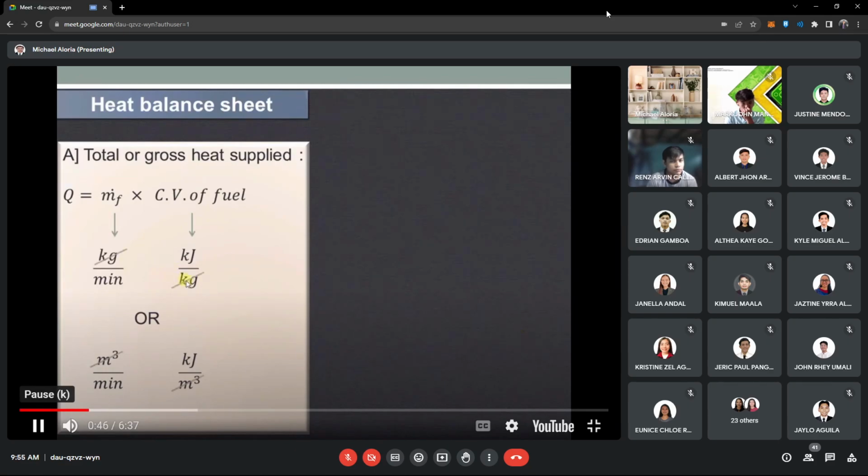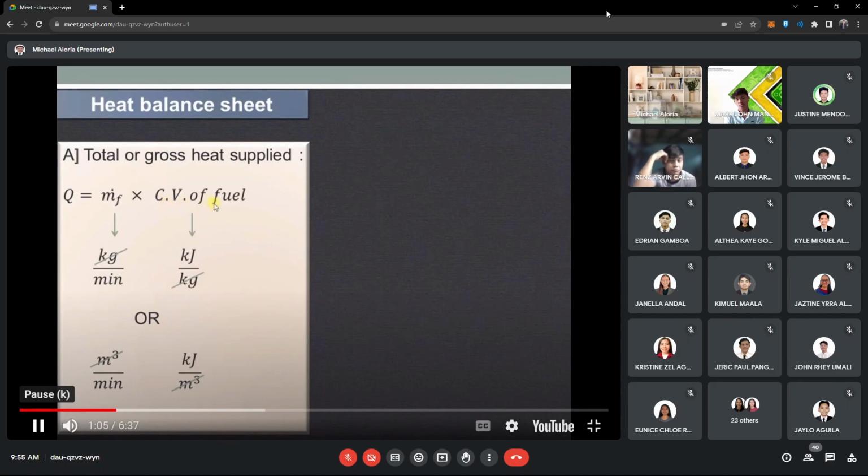Now this kg will get cancelled out, and here we are drawing the heat balance sheet on a kilojoule per minute basis. Here also, this meter cube and this cubic meter are getting cancelled out, so it is on a kilojoule per minute basis. So in this particular case, we are drawing the heat balance sheet on a kilojoule per minute basis.